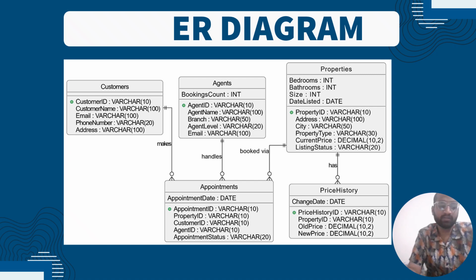ER diagrams. Explanation of an entity relationship diagram showing entities such as customers, agents, properties, appointments, and price history, along with the relationships between them, one-to-many, many-to-many, etc. This is key for database schema design.